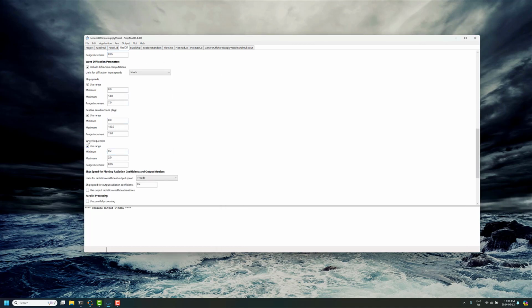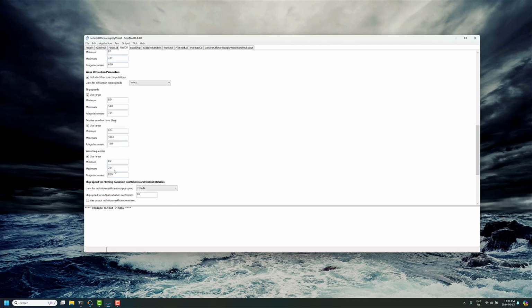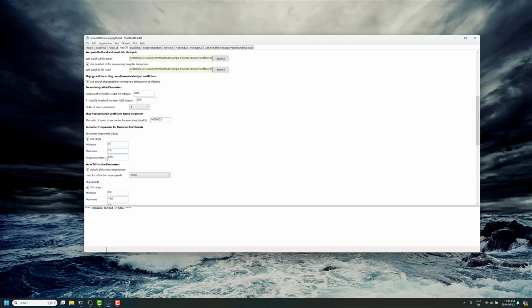Just a note here on the wave frequencies. Obviously, you want a range that covers the expected sea state spectrum. These are different frequencies: the wave frequencies you might be simulating in ship motion later, which affect the excitation and diffraction calculations. These encounter frequencies are related to how the hull is moving around in the water with regard to the wave frequencies.